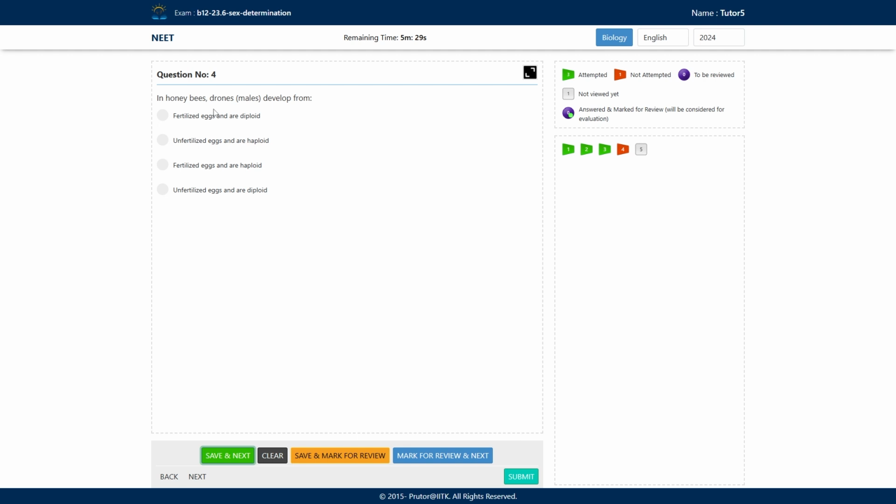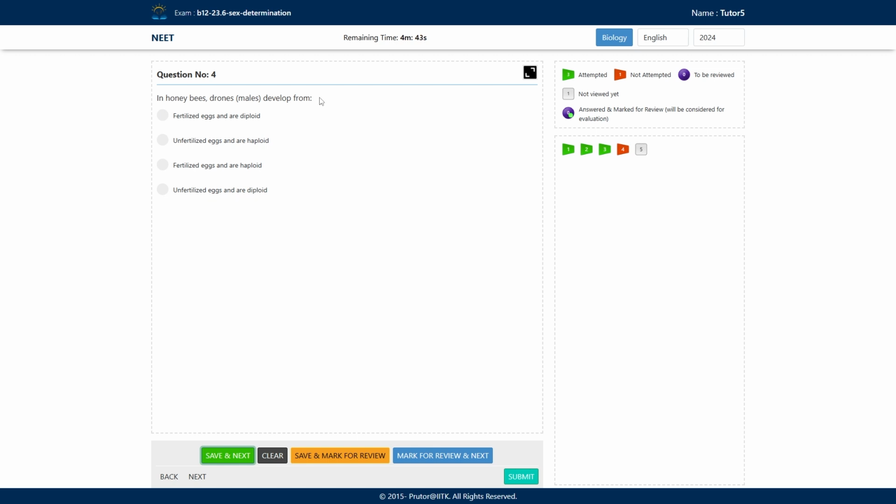The next, in honeybees, the drones, which are the males, develop from fertilized egg and are diploid, unfertilized egg and are haploid, fertilized egg and are haploid, and unfertilized egg and are diploid. What will be the correct answer here? You can see option number B and option number C. Option number B and option number D are a bit related here. Both are saying unfertilized egg. But the difference is that option number B is saying unfertilized egg and are haploid. D is saying unfertilized egg which are diploid.